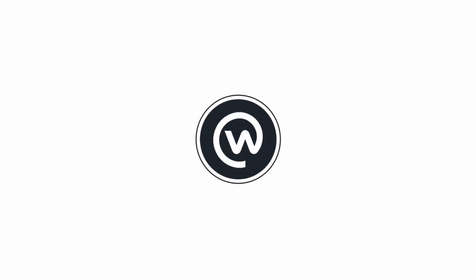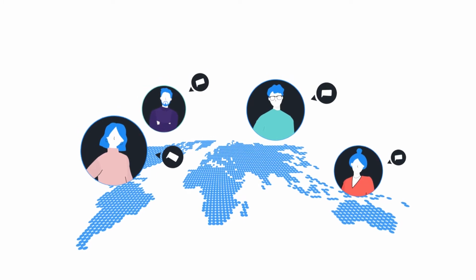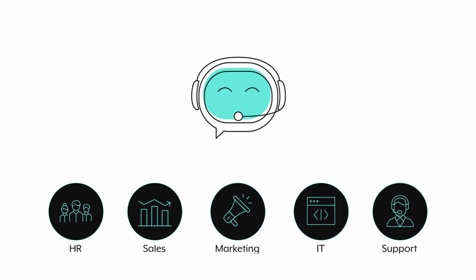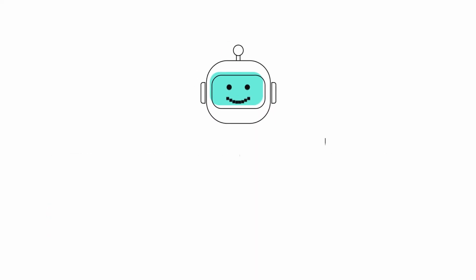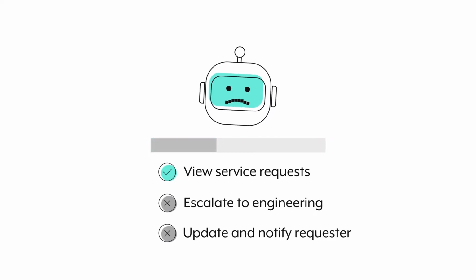Workplace from Facebook is great for bringing teams together, streamlining communication, and sharing ideas. You can use chatbots to access information from your HR, sales, marketing, IT, and support apps directly from Workplace. There are useful chatbots for Workplace that can perform simple tasks like view service requests in ServiceNow, but you need to get more done during the day and fast.